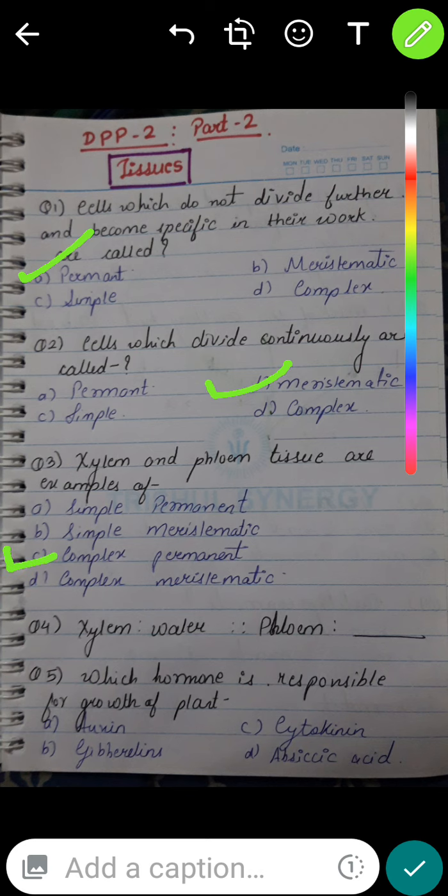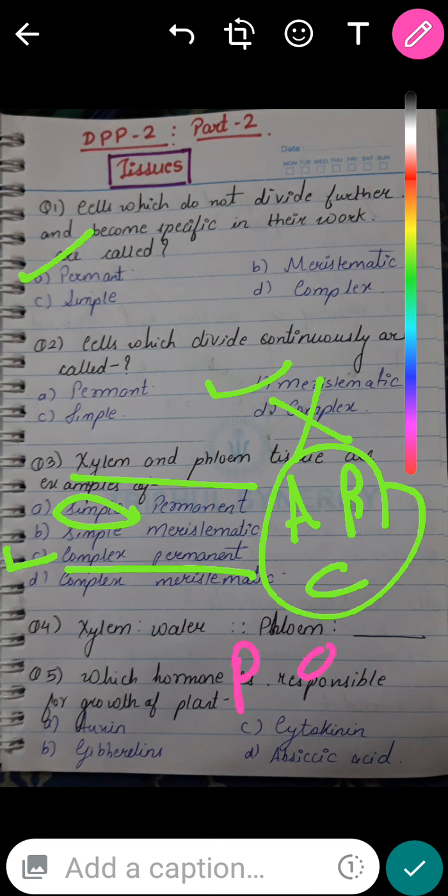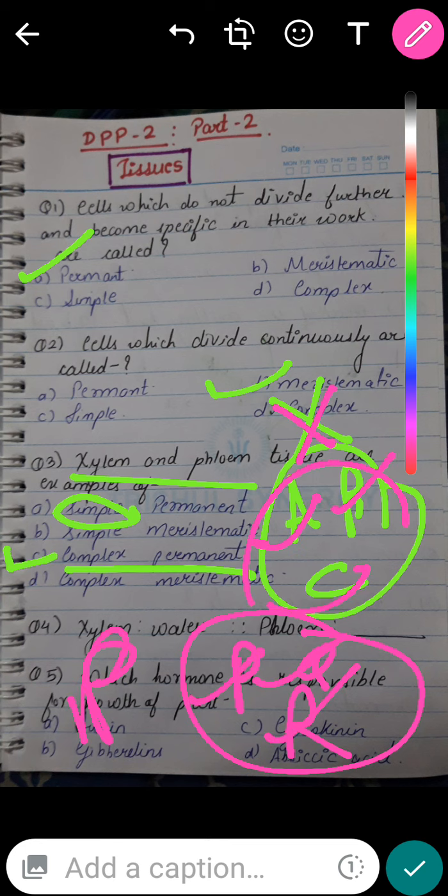Now why complex? Xylem and phloem are tissues made up of different kinds of cells, and simple permanent tissues means they are made up of only one type of cell. But xylem and phloem are made up of many different types of cells, like cell A, cell B, cell C comprising xylem, and cell P, Q, R comprising phloem. So xylem and phloem are complex tissues. Understood?